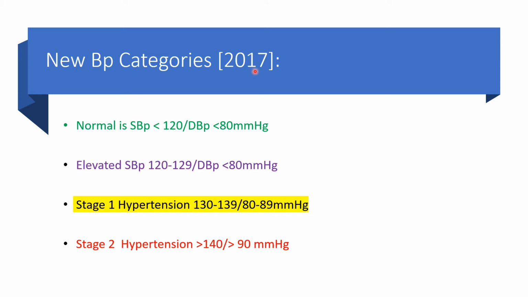Now, in 2017, the new one, right? Normal is still the same as 2003: less than 120 over less than 80. Elevated is the name given now instead of prehypertension: 120 to 129 over diastole less than 80. You see the difference. Stage 1 hypertension is 130 to 139 over 80 to 89, while stage 2 hypertension is anything greater than 140 over anything greater than 90 millimeters of mercury.